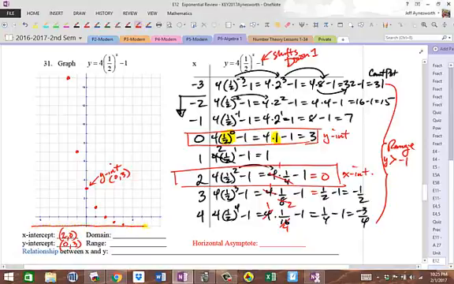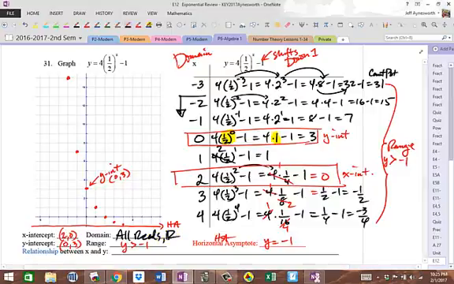We'll call that HA, for horizontal asymptote, at y equals negative 1. The range, all of these range values, are greater than that, so greater than negative 1. And as I told you, the domain, which is a set of x values, can be negative, 0, and positive. That's why the domain is all reals for all exponentials. Okay?